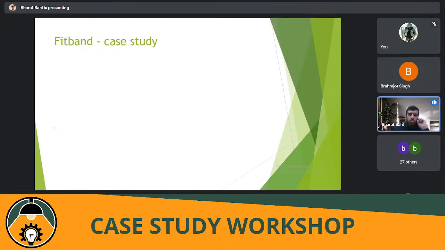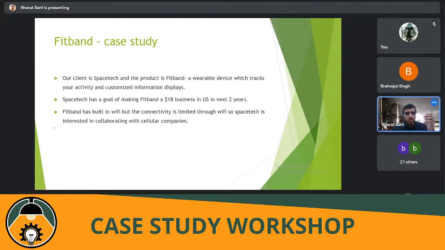Mm-hmm. So the first factor which I told, just let me display. I'm sorry for displaying it late. This is a summary which Bharat explained. We want $1 billion in the next 2 years, and it has connectivity, and we are willing to collaborate with the cellular companies.